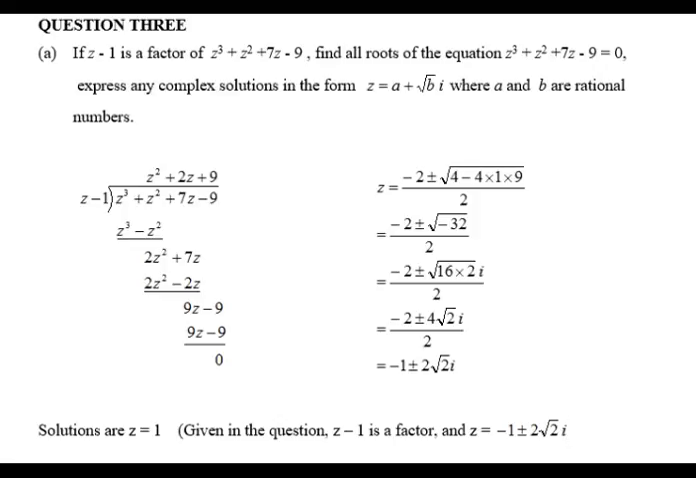Okay. So when we give our solutions, make sure that you give the 3 solutions. You've got z equals 1, which a lot of you missed in that exam, and the pair from the quadratic equation, negative 1 plus or minus 2i.